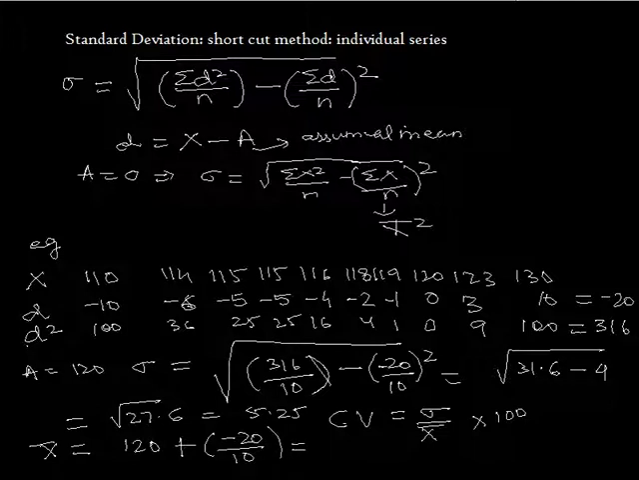So it is essentially 118. So our coefficient of variation would be essentially 5.25 upon 118, which actually rounds about as 4.45%.